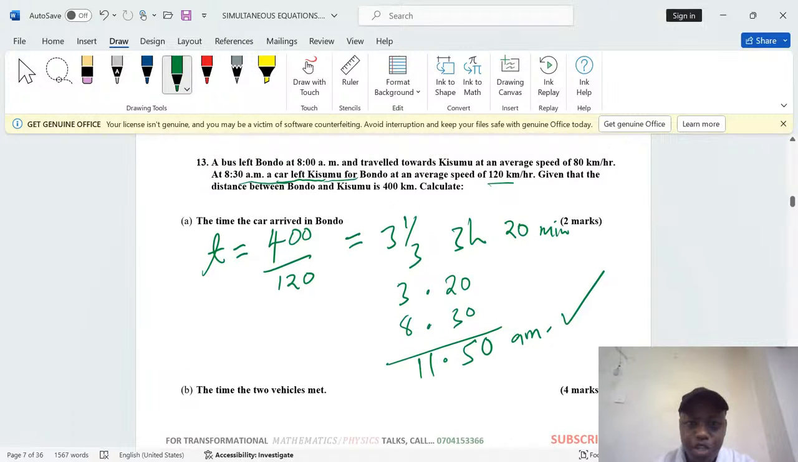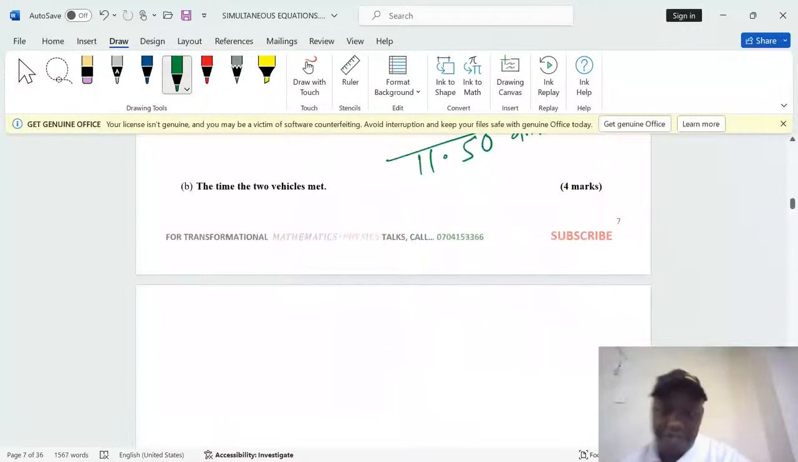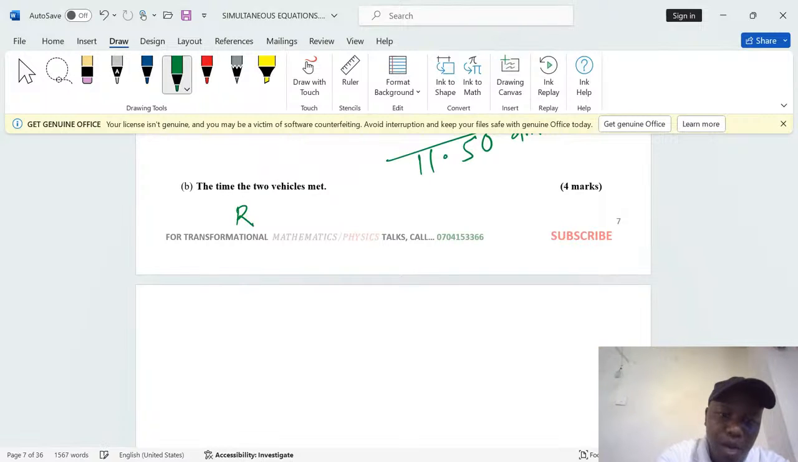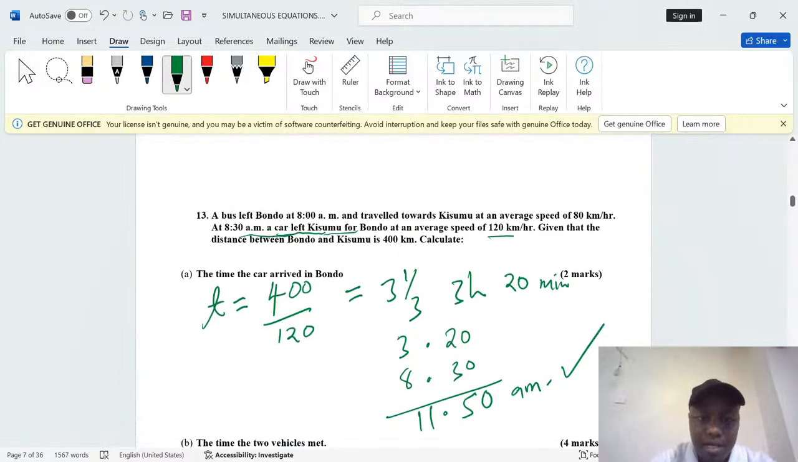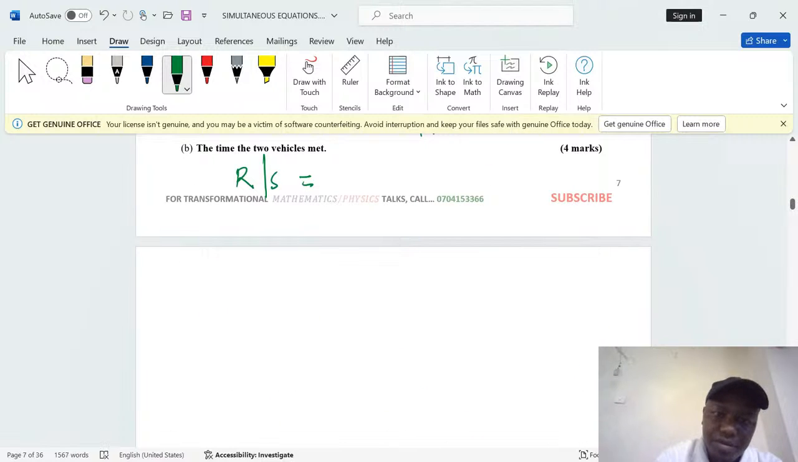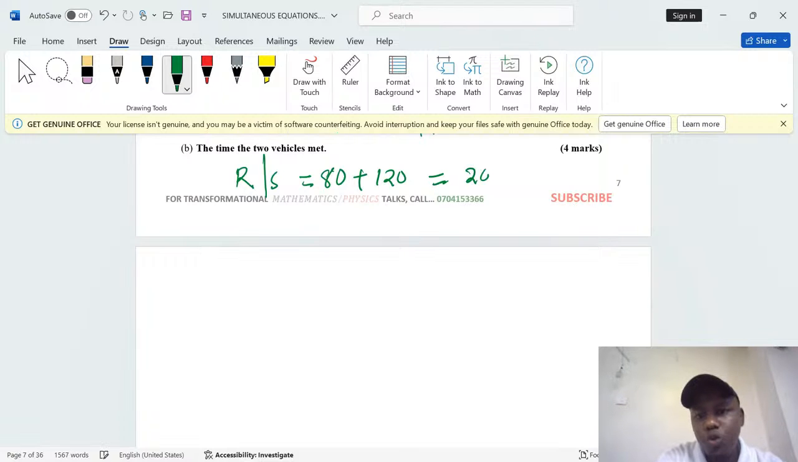So the time they are going to meet means we have first of all to know their relative speed. When vehicles are approaching one another, relative speed is given by sum. You get a speed of 120 and the other speed is 80. So 80 and 120 gives us exactly 200 kilometers per hour. So the relative distance, any distance between the two vehicles, because they are approaching one another, is going to be covered at a speed of 200 kilometers per hour.